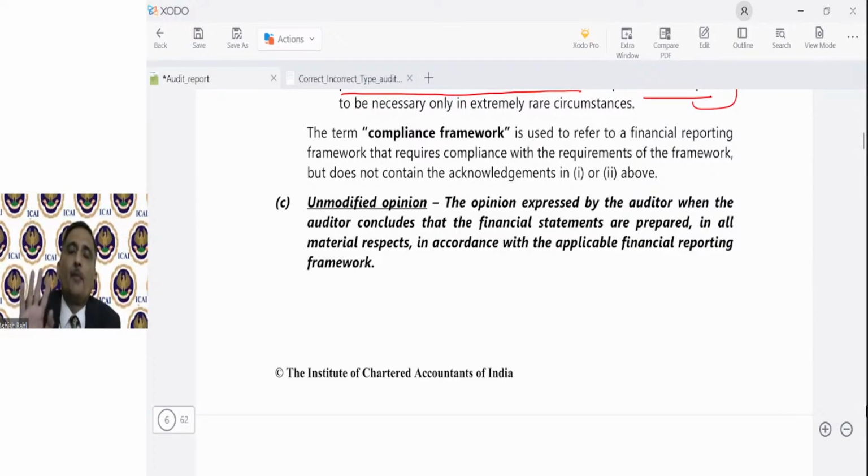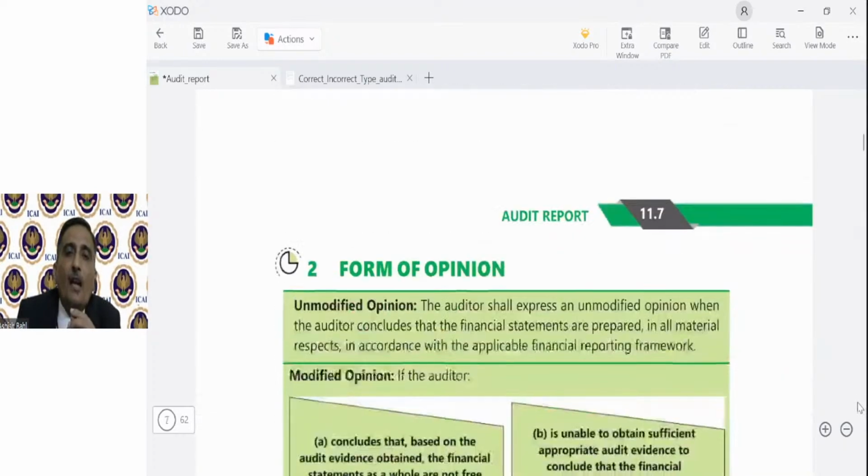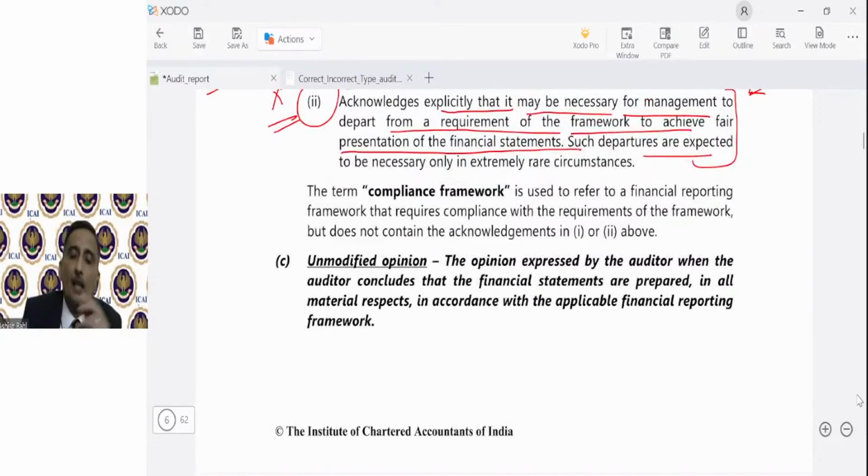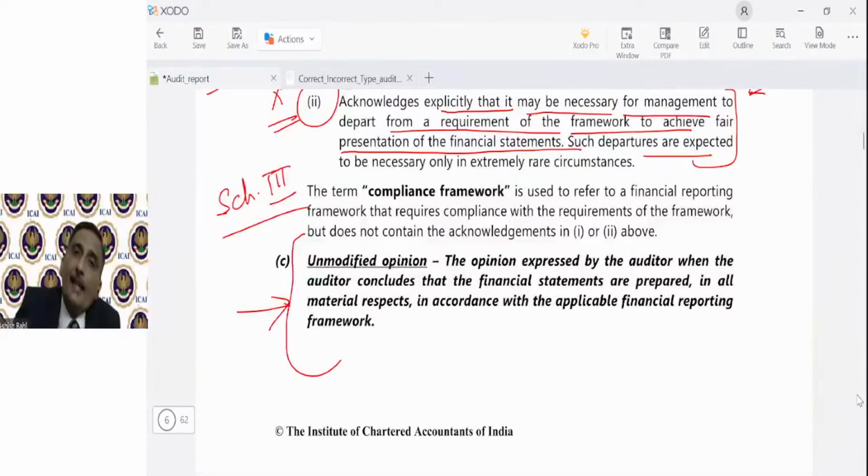Unmodified opinion, आप students broadly ये समझें. Unmodified opinion means when the auditor concludes that financial statements have been prepared in all material respects in accordance with the financial reporting framework. कि जिस framework के हिसाब से financial statements prepare होनी थी वो prepare हुई है. Say in case of a company, these have been prepared in accordance with Schedule 3. These reflect a true and fair view of the state of affairs. All disclosures have been made.